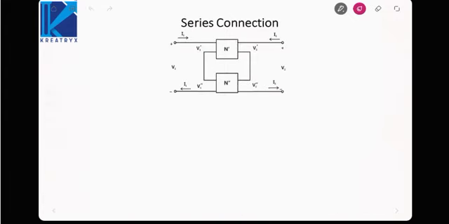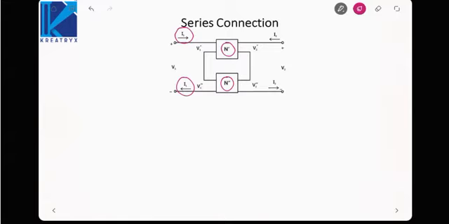The next type of connection is called the series connection. In series connection, you have to connect the networks in such a manner that their currents are the same. As you can see here, I1 current is entering network N dash and I1 is leaving network N double dash. So their currents are exactly the same. In series, the currents must be the same, but the voltages must get added. Now if currents are the same, we have to choose a system in which we can have currents as the independent variable.